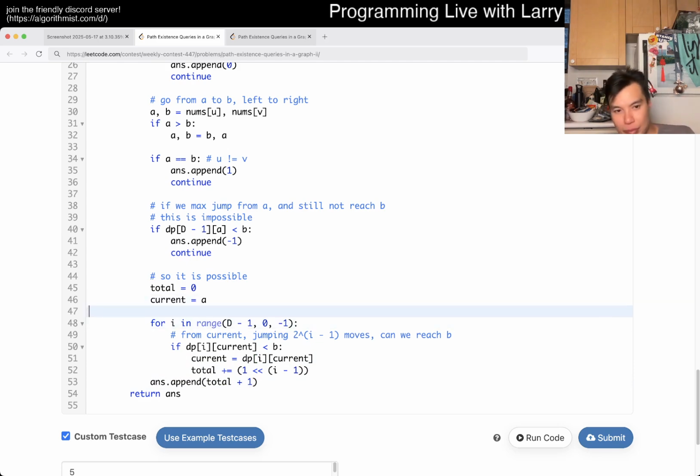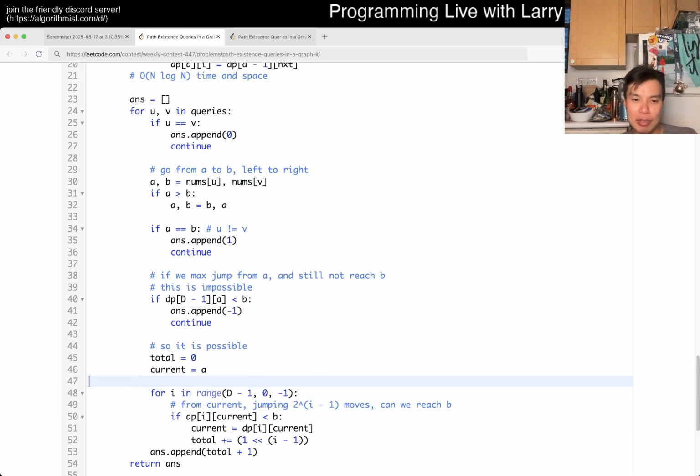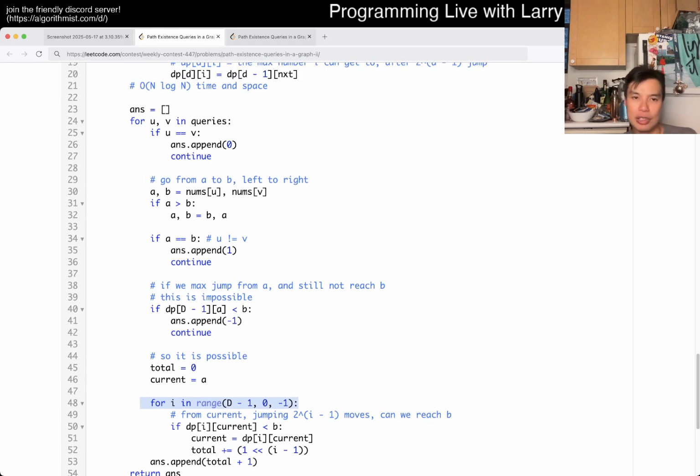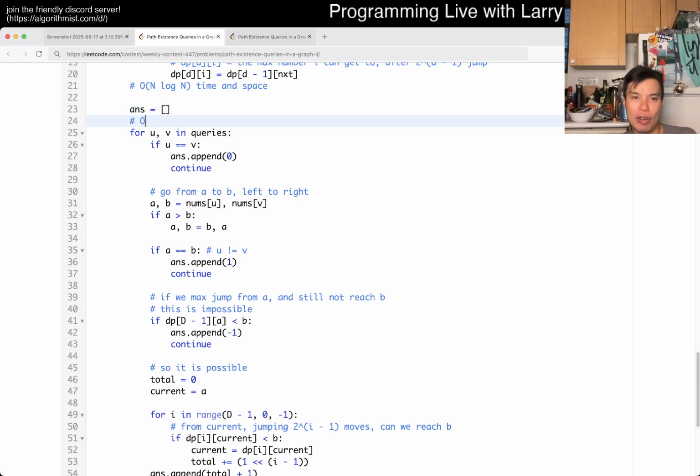So that's basically it. And this is log n ish. So this is gonna be O of Q log n time, and O of Q space, right? Because this is the Q space. And yeah.